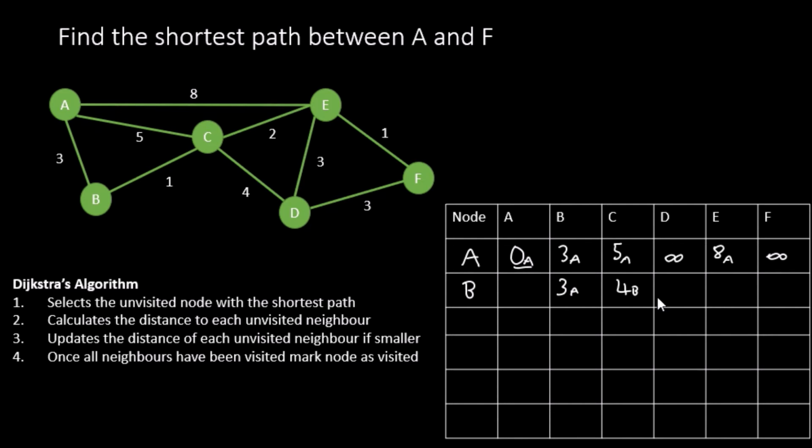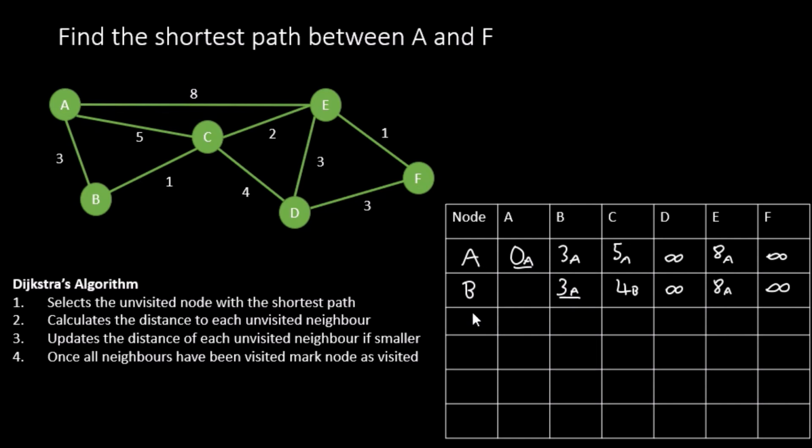Distance between B and D, well, we still can't get to D, so that just copies down. Now B and E, again, we can't get to E any better than the 8 there, so we just copy that down. And between B and F, again, we can't do anything there, so that's just infinity. And then we mark the node B as visited, so we've visited all its neighboring nodes.